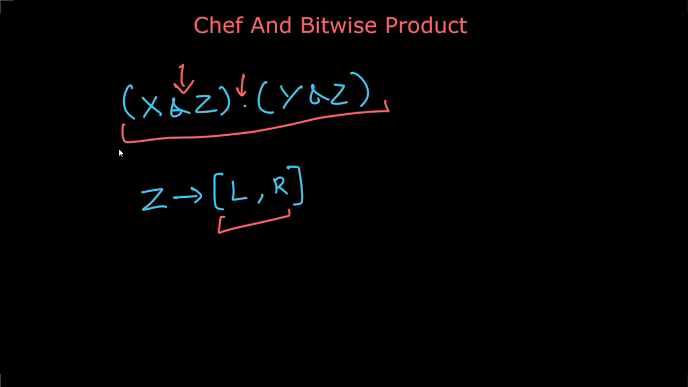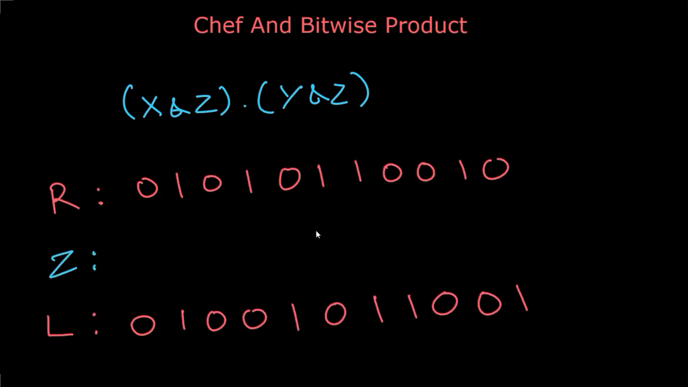Now let's see how we can solve this problem. Let the R value be this in binary form and let the L value be this in binary form. We need to find the value of Z which is between L and R and which maximizes this above function. The way we will approach this problem is we will get candidates of Z, or possible values of Z, which will give us the maximum value for the function. So we will have an array or a vector which will store all the possible values of Z which will give the maximum function value.